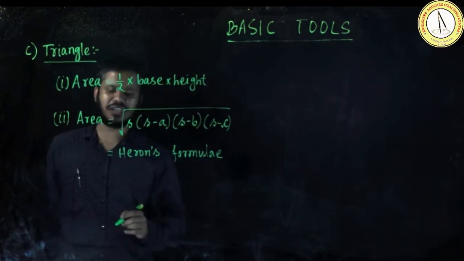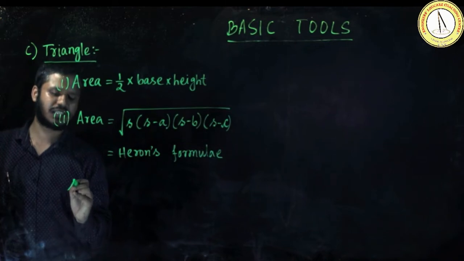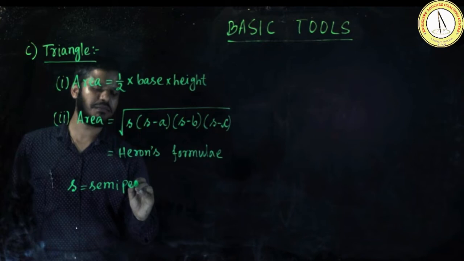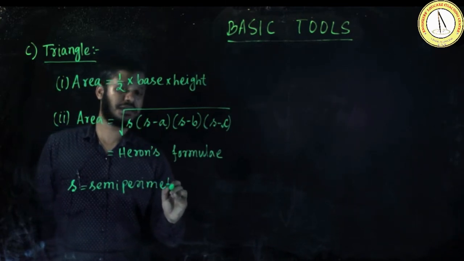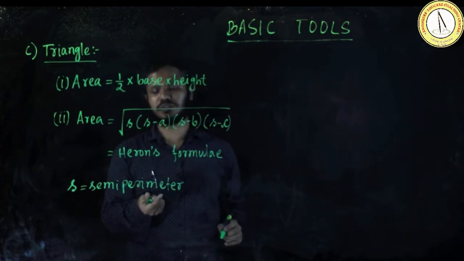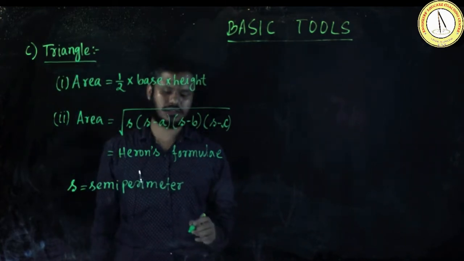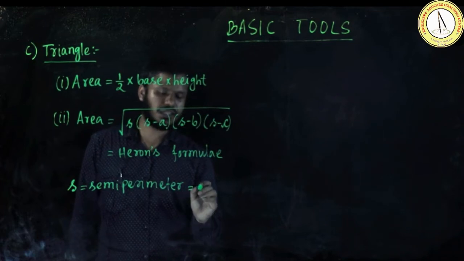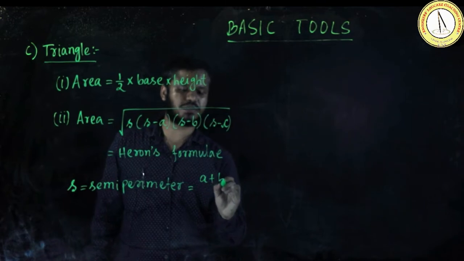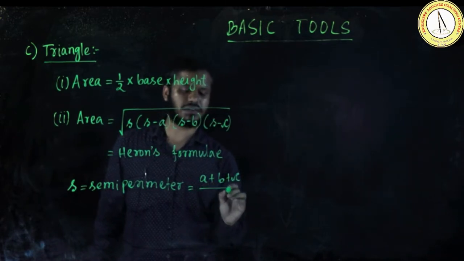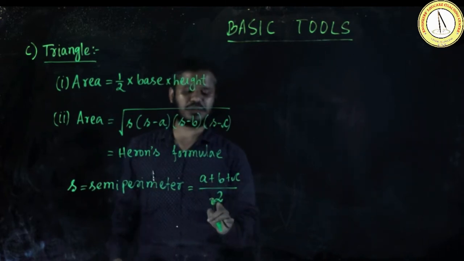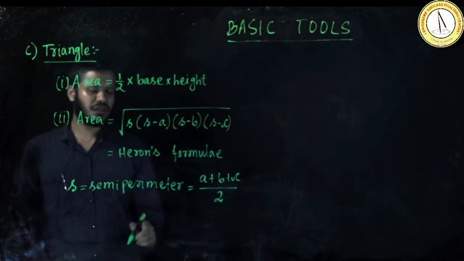Now here, what is the meaning of those symbols? Small s denotes semi-perimeter. Semi-perimeter means half of the perimeter. Half of the perimeter of what? Triangle. For example, if a, b, c are the sides, then a plus b plus c divided by 2. So a plus b plus c is the perimeter. Half of the perimeter is semi-perimeter.